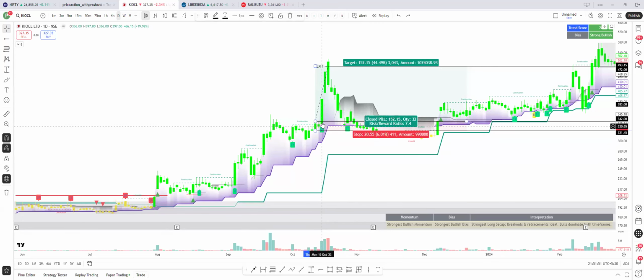You can see there is one buy signal printed here, but I had taken it here on this candle close. Stop loss was just below this candle. It was a very small stop loss, 6%, and I had exited somewhere here when there was a gap up and it started coming down. So there was 7 times reward.